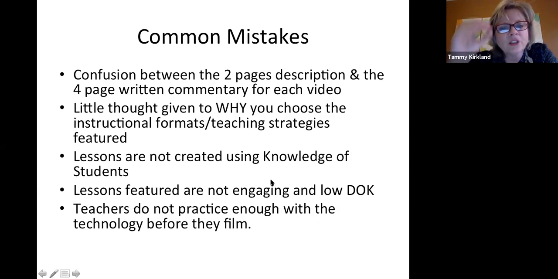Another thing, lessons featured are not engaging, or are low DOK. When you see that lesson plan, we want you to take DOK 3 and DOK 4 lessons, guys, okay? And you're going to take the whole lesson, even though you're only going to submit 10 to 15 minutes. You may not know which 10 to 15 minutes you're going to submit. So you will teach and record the entire lesson, and you want them very engaged.